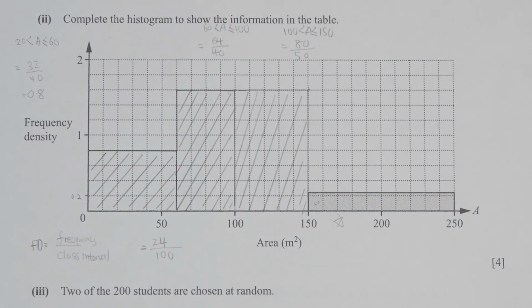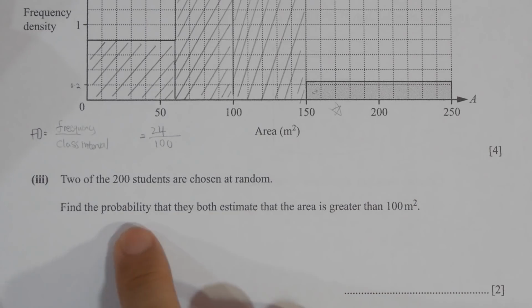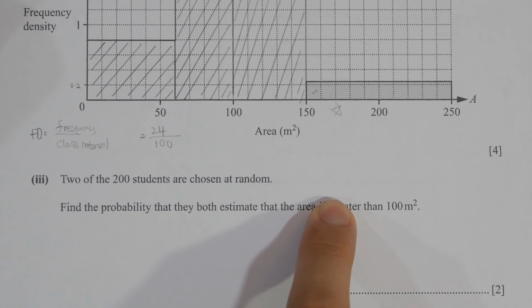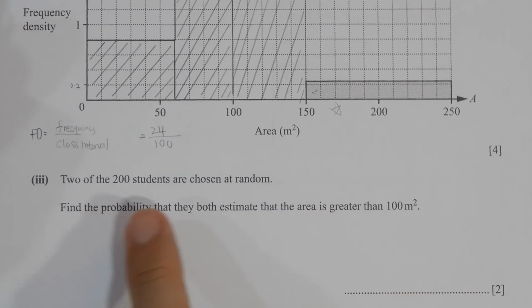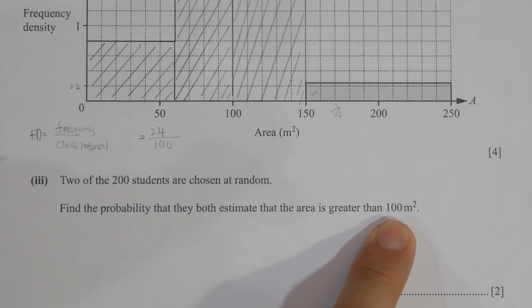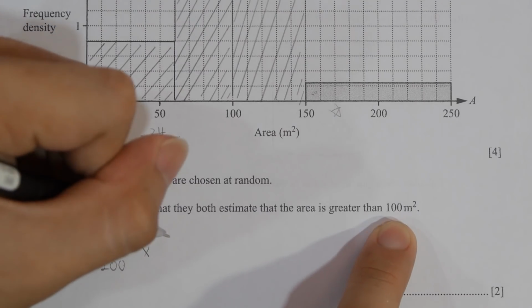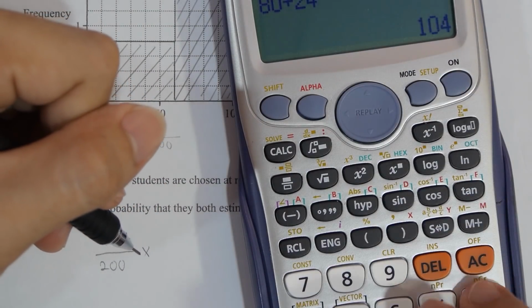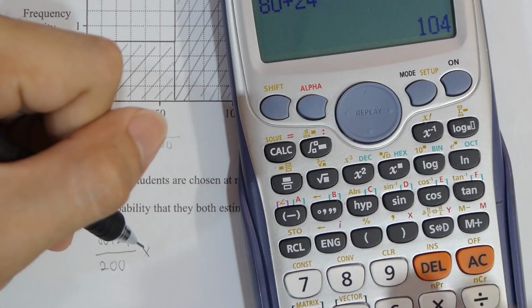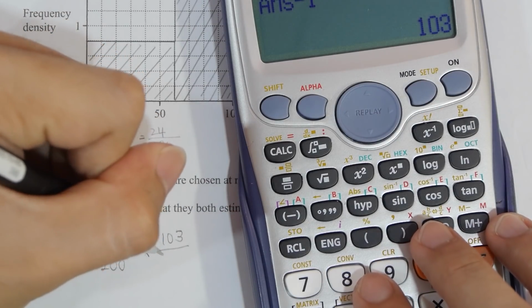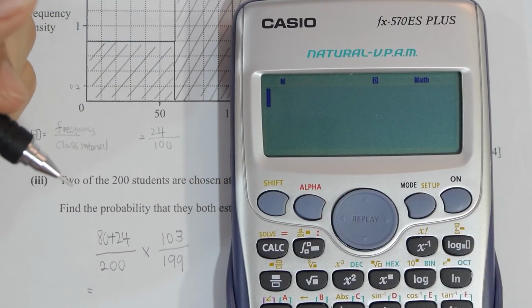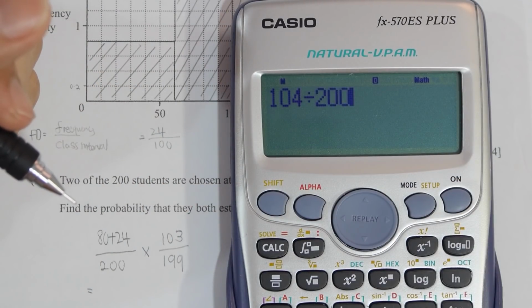Part 3 is also very tricky. So 200 students are chosen at random, and it's greater than 100 meters square. So the total possible outcome that is more than 100 meters square is actually 80 plus 24. So it's 104 out of 200. And after you took out one of them, then both the denominator and numerator are required to minus by 1. So multiply the two variables together to get the final result.